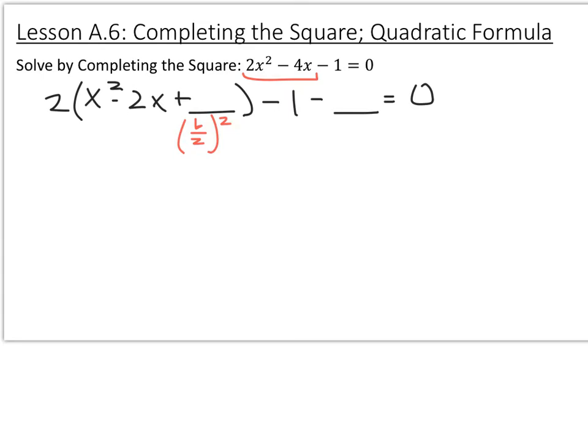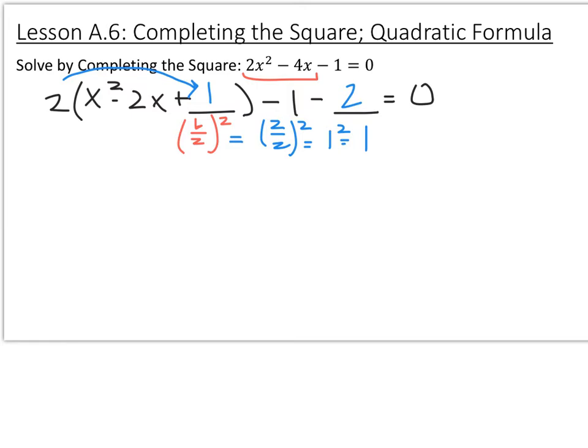That only works if you have factored out this leading coefficient. If you haven't factored out the leading coefficient, it's actually b over 2a. But we factored it out, so we're just going to divide it by 2. So 2 divided by 2 is 1, quantity squared is 1, so I'm going to add a 1 there. So now whatever you add, you also have to subtract back off. But we didn't actually add 1, we actually added 2 times 1. So we really added a 2, so I'm going to subtract a 2 back off.